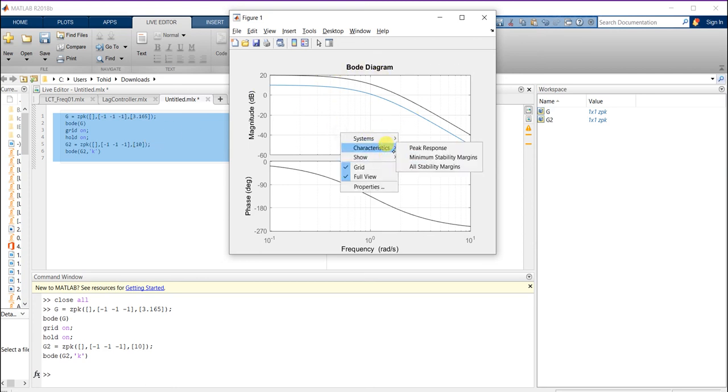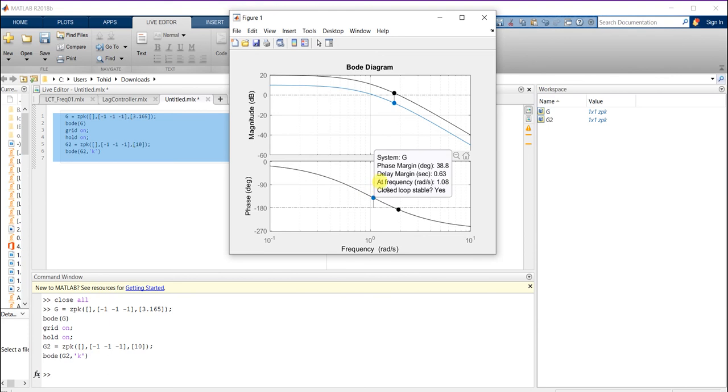We can right click on it and check all the stability criterions. The blue one, which is for k equal to 3.165, tells us that the phase margin is equal to 38, and the frequency is almost at 1. So omega is equal to 1.08 and phase margin is 38 degrees. For the second case, the crossover frequency is equal to 1.91 and the phase margin is negative 7 degrees. So the closed loop system will become unstable.